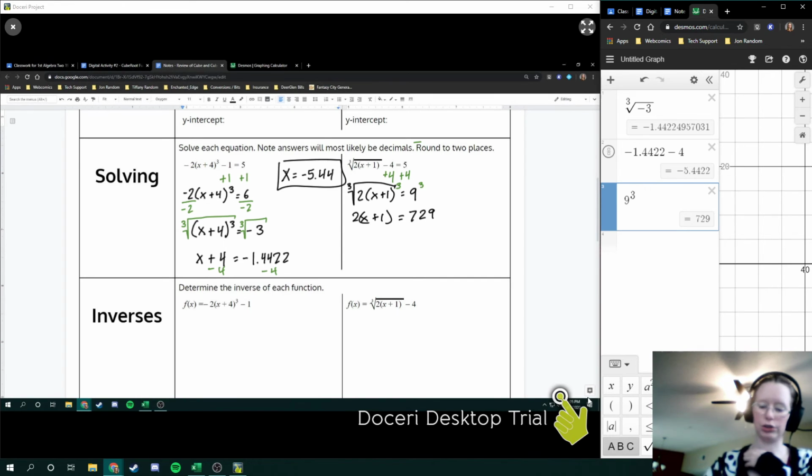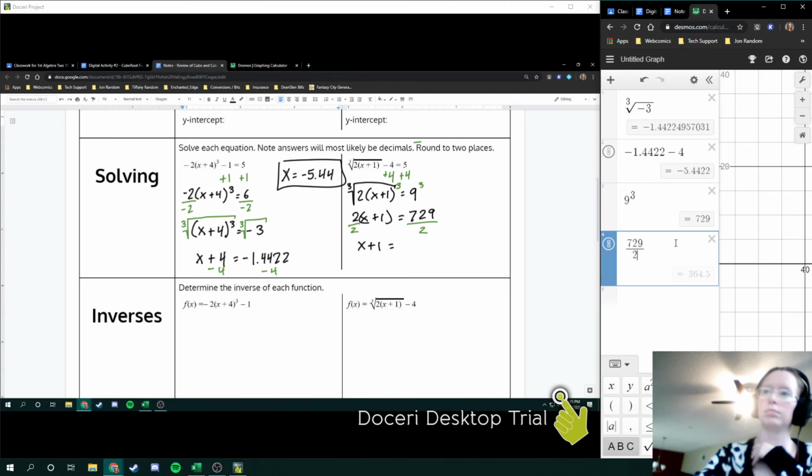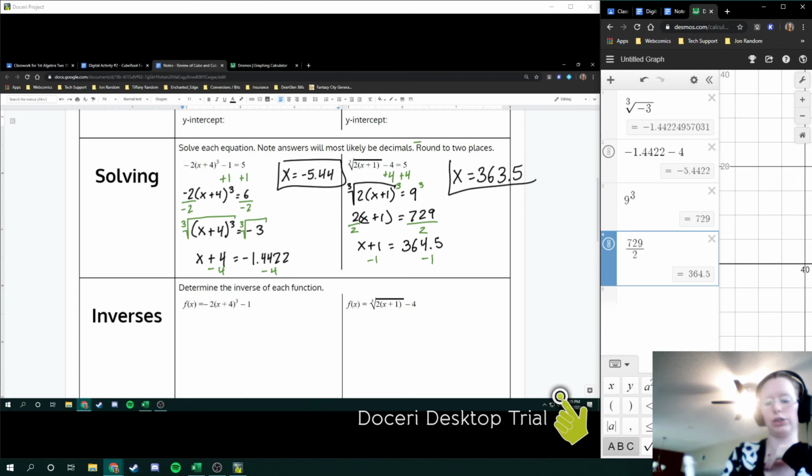Let's see, then I need to divide that by 2. Get 364.5. And then I'm going to subtract 1. So we get x is equal to 363.5. So answer for that one.